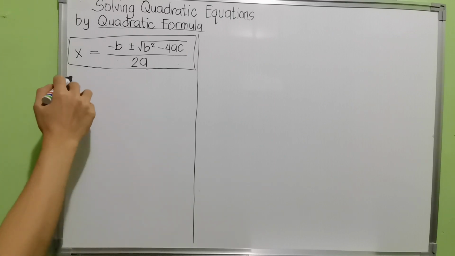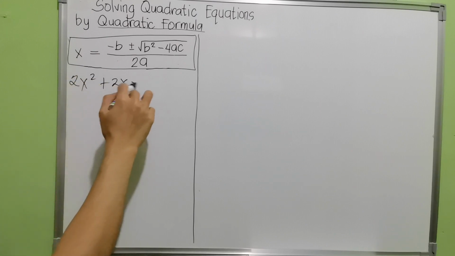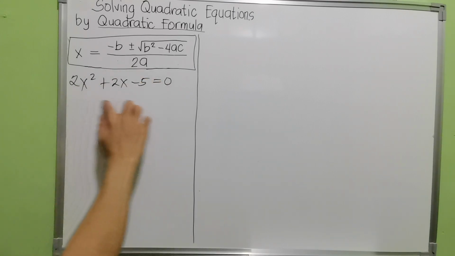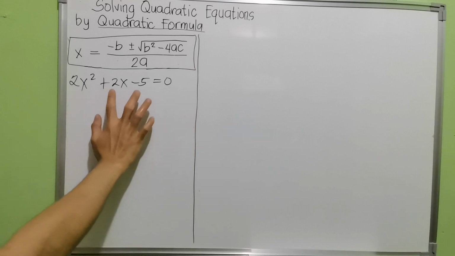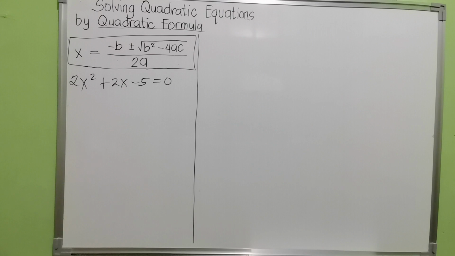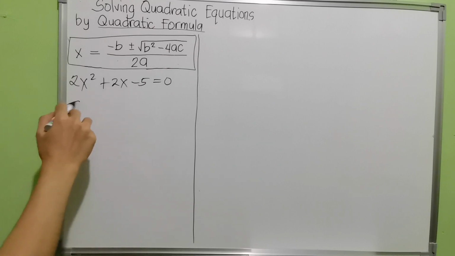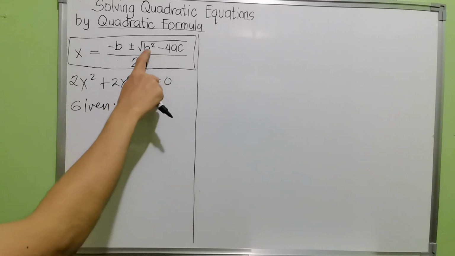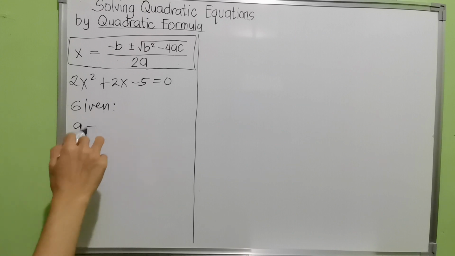For example, if we are given 2x squared plus 2x minus 5 equals 0, this equation is an example of a quadratic equation and it is in standard form already. The first step is to find the values of a, b, and c. In the formula we have a, b, and c, so we have to write the given values first.